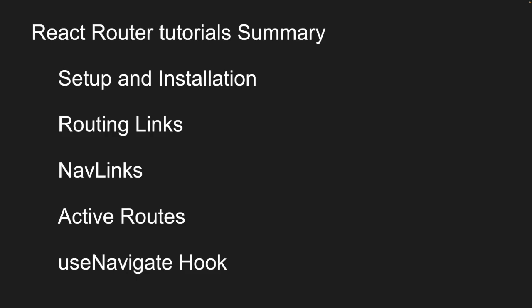We also spoke about active routes. Whenever I am at a particular route, if that specific route is available in the navbar, it has to activate. That also we discussed by using active routes. We also spoke about some of the hooks, and one of the major hooks is useNavigate: how we can navigate from one page to another page from JavaScript code using the useNavigate hook.